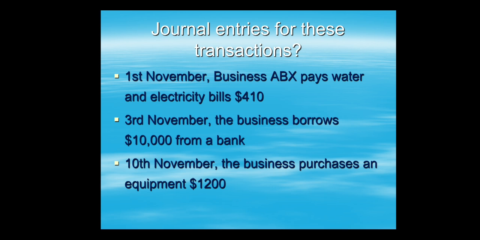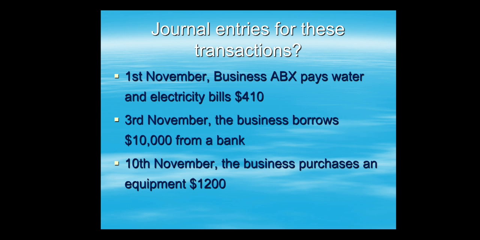On the 10th of November, the third situation here is 10th of November, the business purchases an equipment 1,200. So what will happen? You have to analyze first what is the effect of this on asset. When the business purchases an equipment, the first thing that will happen is cash goes out. The business has to pay. Cash goes out. Asset cash goes out. The asset cash decrease 1,200.